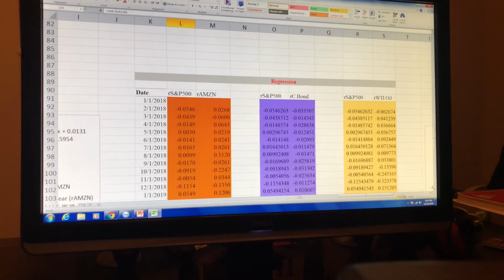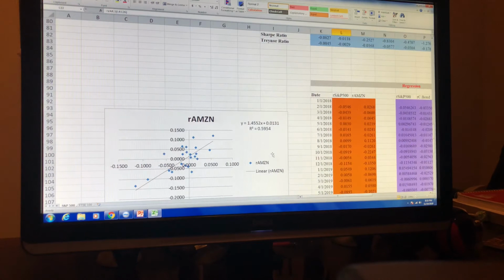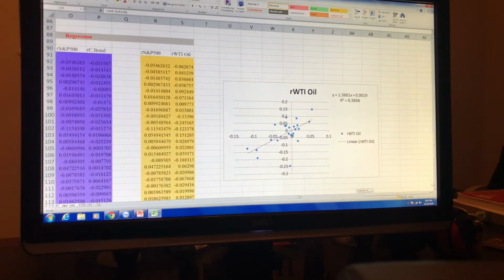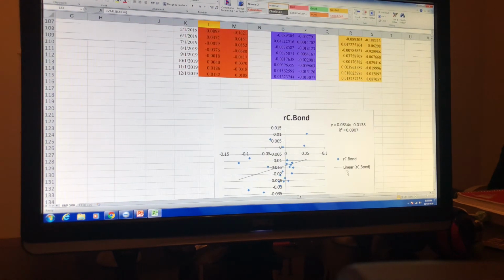And now we're going to go down here to the regression. It's a big thing, and I want to break it down as much as I can before running out of time. I know I'm a little over time. This is the Amazon, oil, and then down here we have the corporate bonds.